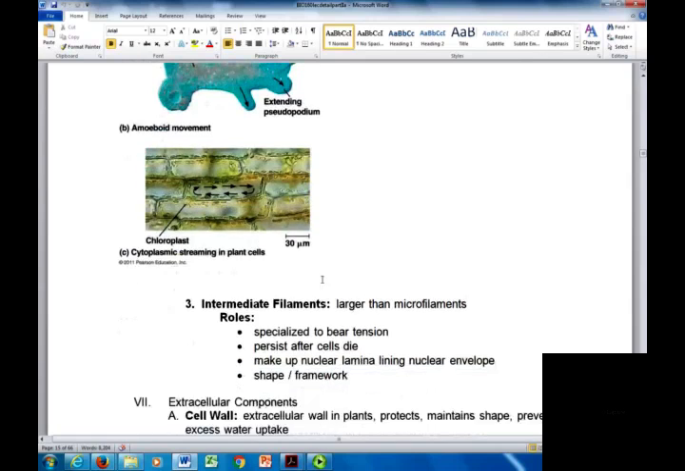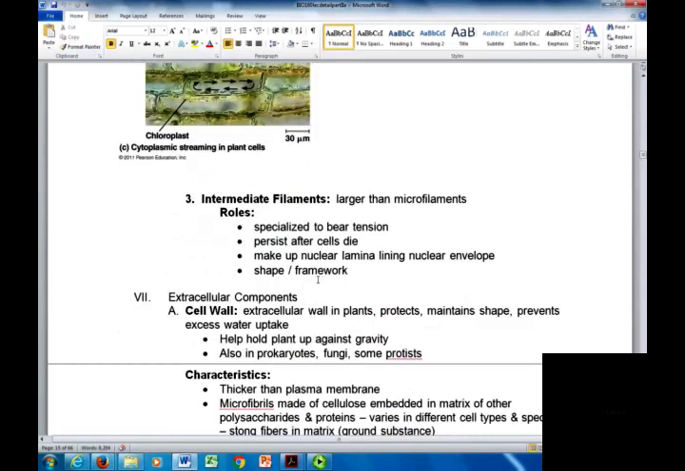Then we have the intermediate filaments. They're larger than the microfilaments. They're specialized to bear tension forces. These will persist after the cell dies. So just like our skeleton persists after we die and other things break down, these fibers will last longer as well. They help make up the nuclear lamina lining the nuclear envelope, giving shape and framework.